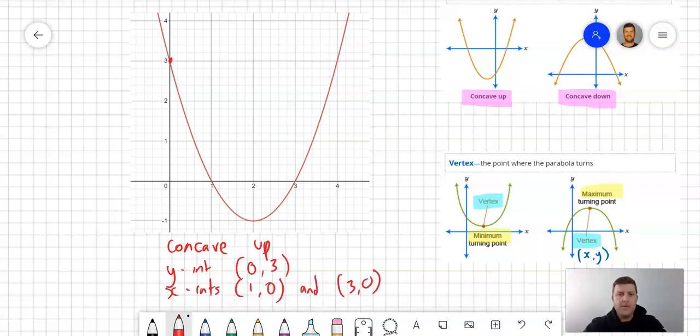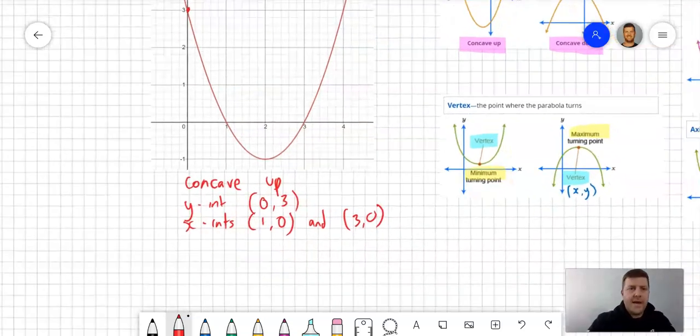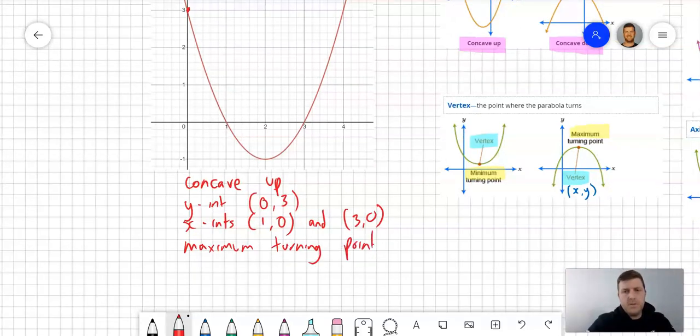Okay, now we know because it's concave up, it also has a minimum turning point. The vertex, or the coordinates of the vertex, so this is the vertex here, the very bottom in this case, is at coordinates -1, and sorry, -1 off the x-axis and 2 along the x, but if we're doing it as a set of coordinates, it would be 2, -1.